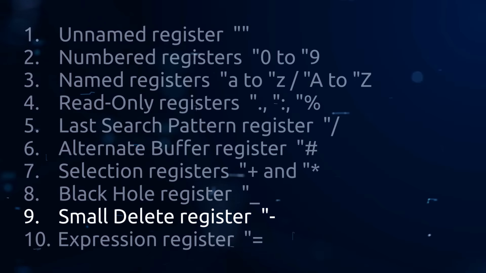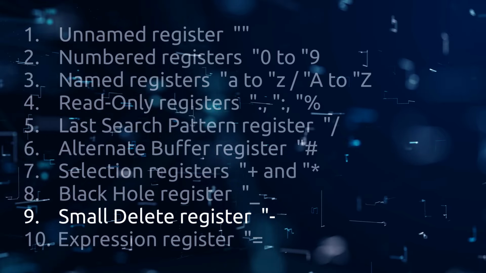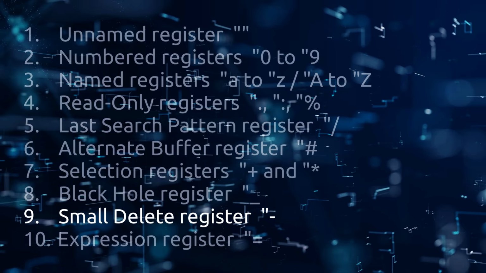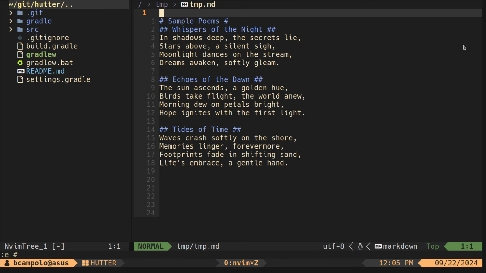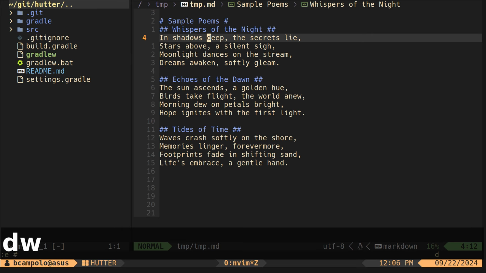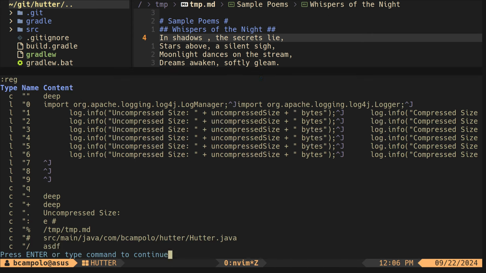Next is the small delete register, represented by double quote --. It is used for text deleted with commands that affect less than one line. Motions like DW or deleting a character with X will send the deleted characters to the small delete register. I personally haven't found too many use cases for this register, but I will show you one possible use when we get to the section on the expression register.